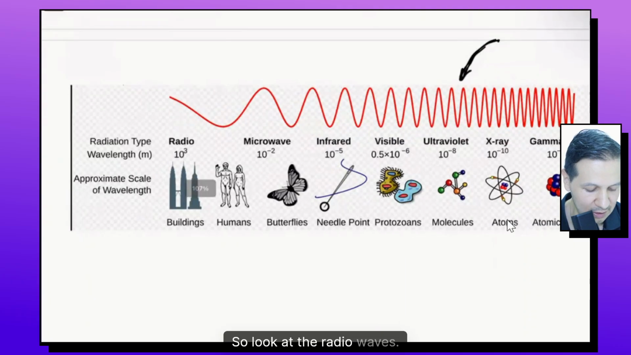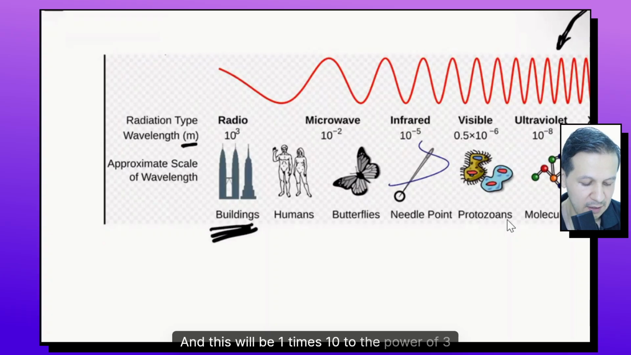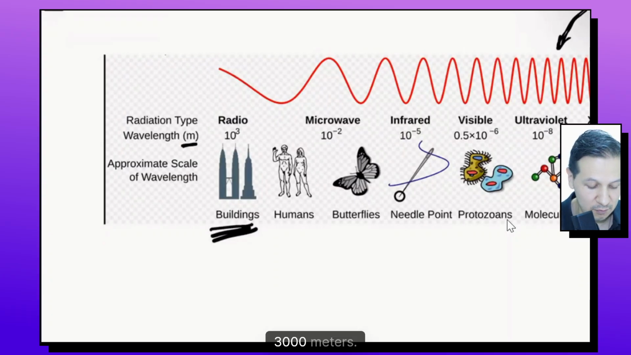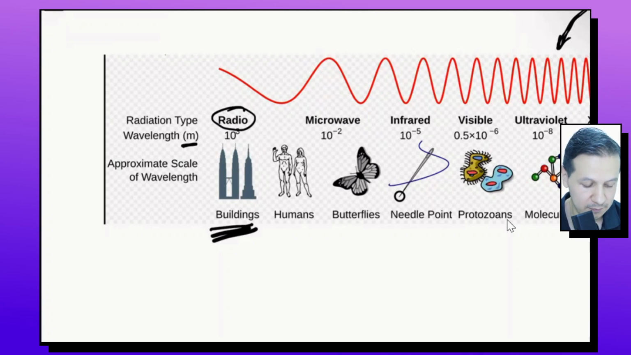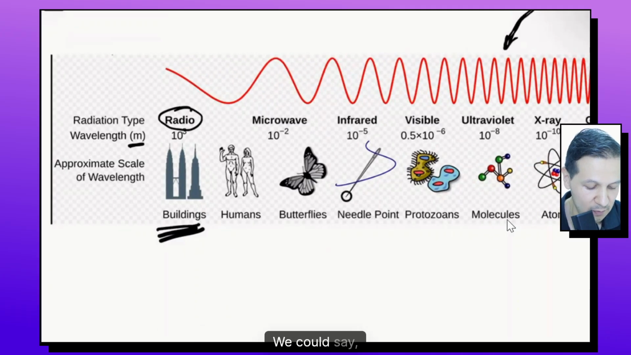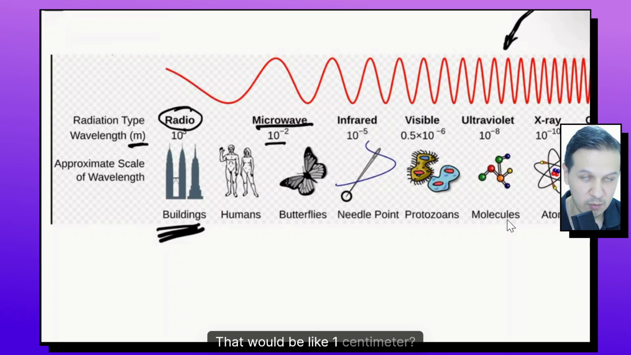So look at the radio waves. The radio waves are bending. Here we have the distance in meters, and this will be 1 times 10 to the power of 3 meters, 3,000 meters. This is the size of the wave, the radio waves, the frequencies our devices are capturing. Then we have humans, from 1 to 2 meters, more or less. Then we have the microwaves. Remember that all of this is in meters, so this would be 0.02 meters, about 1 centimeter.